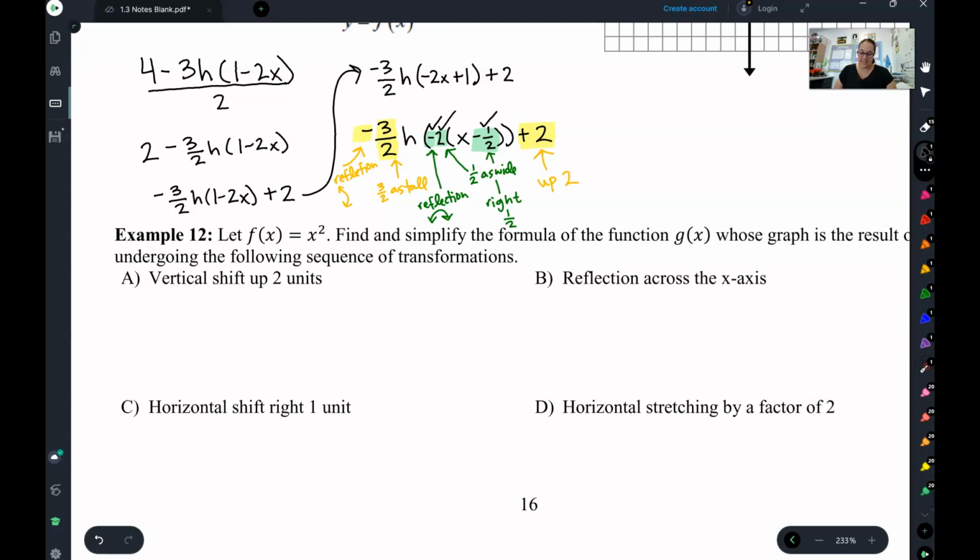Last video for this lesson. We are going to take this equation, f of x equals x squared, and do these transformations to it and write the new equation. So first I'm going to use my colors.